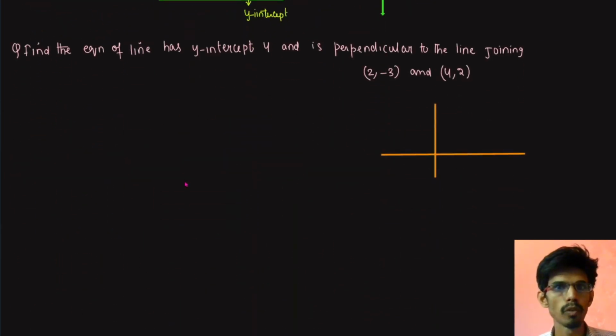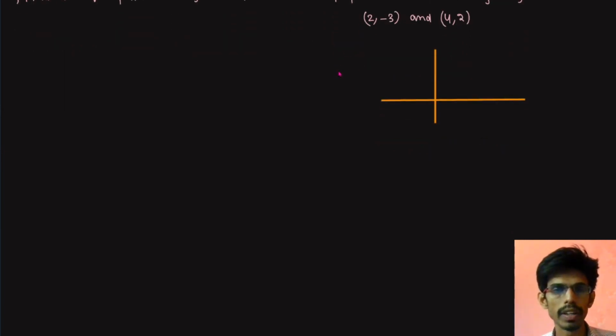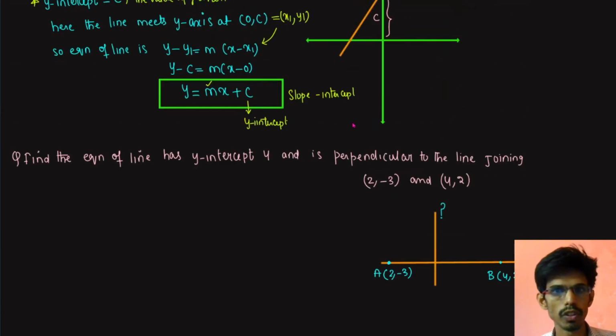Now let us move to this question. Find the equation of the line having y intercept 4 and perpendicular to the line joining (2, -3) and (4, 2). Let us take these two points as A and B. Here we have A (2, -3), the other point is B (4, 2). Now we have to find the equation of this line.